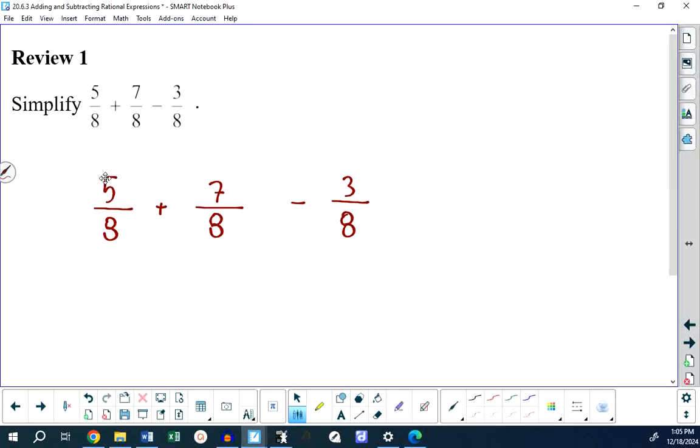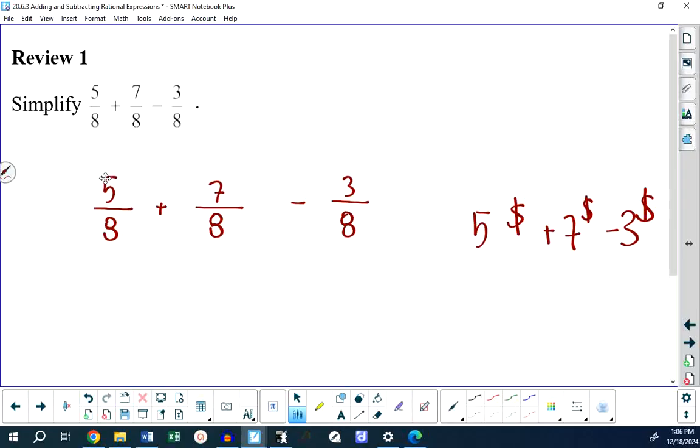You don't have to think of every fraction that way, but it helps to explain why what we're going to do works. This is 5/8, and we're adding 7/8, and we're subtracting 3/8. This is no different than me saying I'm going to take $5 and add $7 and subtract $3. The reason why I can do that is because these things I'm adding or subtracting are the same types of things. This is what we call like terms.